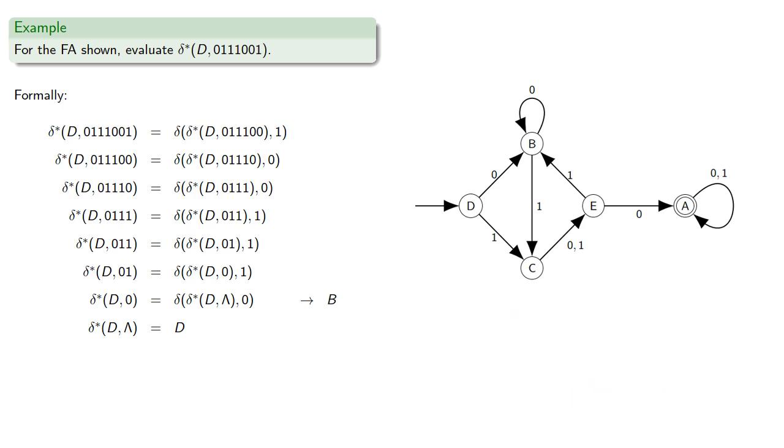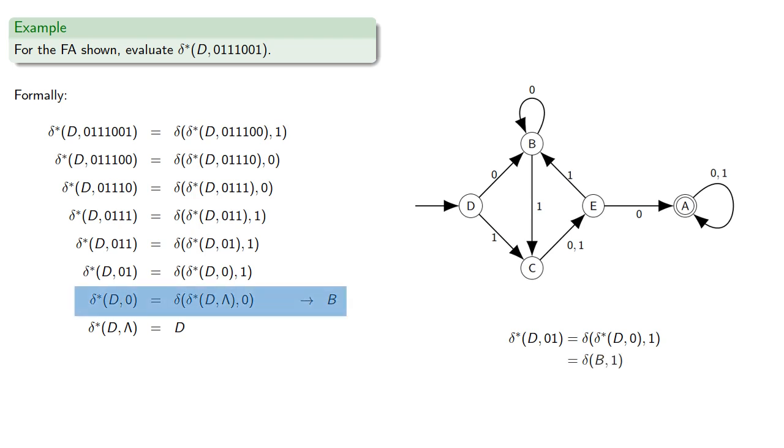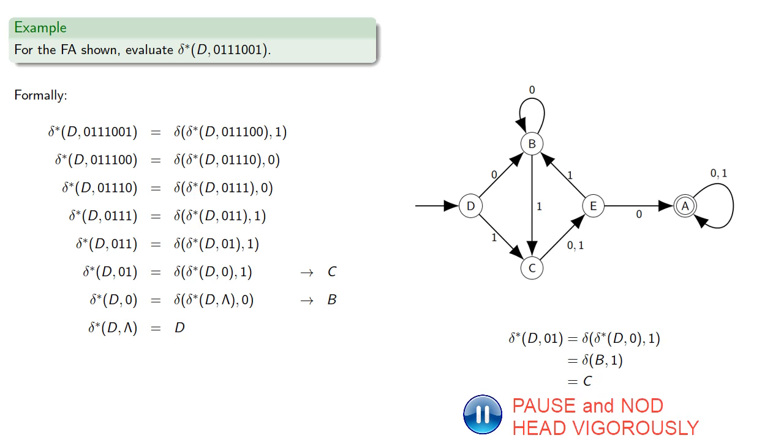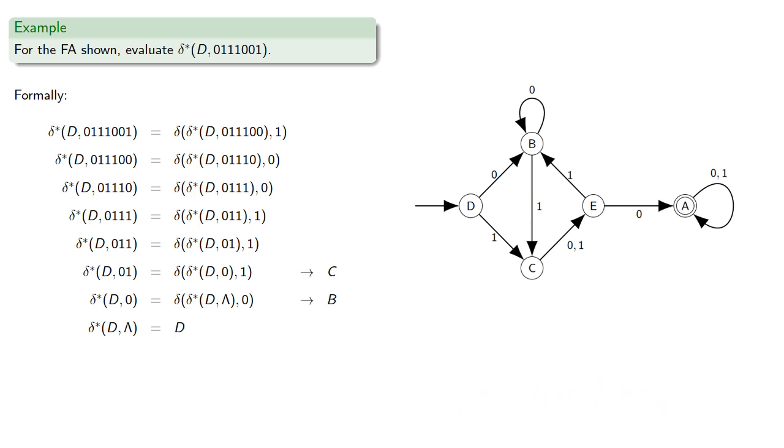And that allows us to go back one step. Delta star of d, 0, 1 is delta of delta star of d, 0 and 1. But delta star of d, 0, we just found, is b. And delta of b, 1: if you're at state b and get 1, you go to c. Again, delta star of d, 0, 1, 1 is delta of delta star of d, 0, 1 and 1. And delta star of d, 0, 1 is c. And delta of c, 1: if you're at c and receive a 1, you go to e.